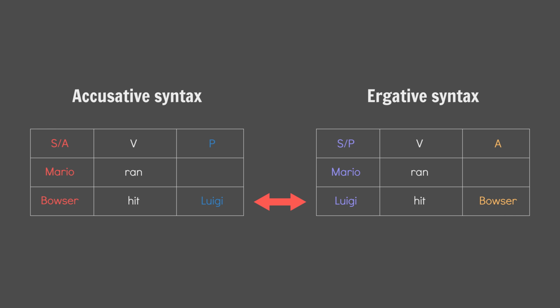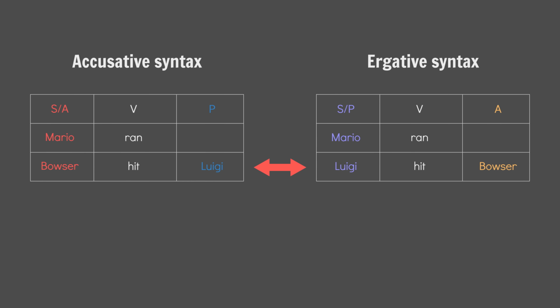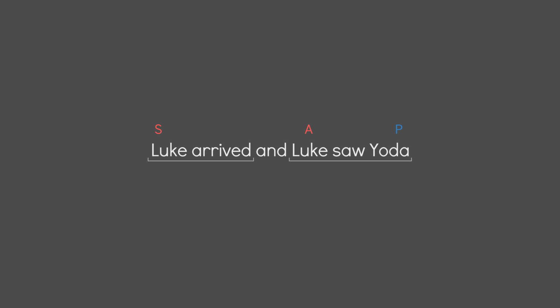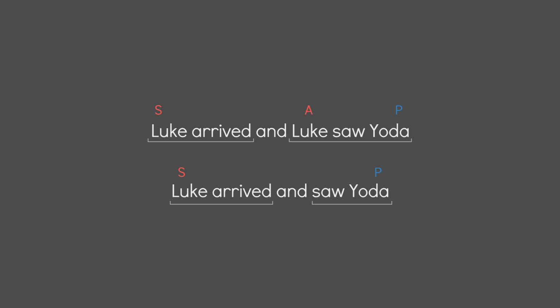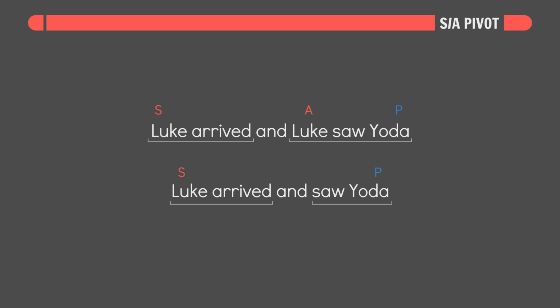Note that these mean the same thing. The agent does a thing and the patient experiences it. In both instances, Bowser is hitting Luigi. The meaning hasn't changed, just the alignment. We can also combine sentences using the S is either like A or P idea. Take Luke arrived and Luke saw Yoda. In accusative syntax, the second Luke can be eliminated without changing the meaning of the sentence. Luke arrived and saw Yoda, because S and A were the same. This is called the SA pivot, and accusative systems use it to build compound sentences.